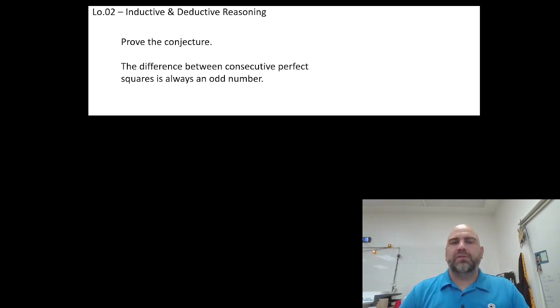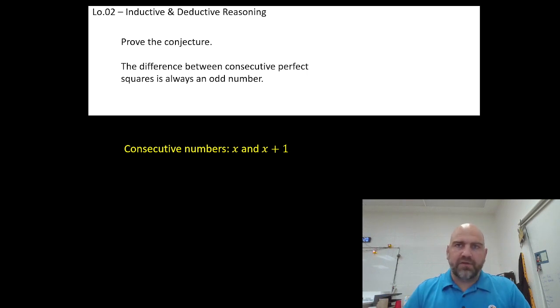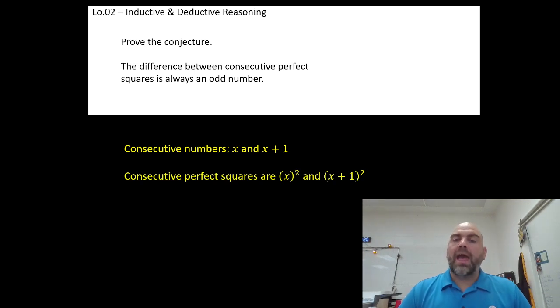So let's start off with a couple definitions first of all. Our consecutive numbers that we're going to use are x and x plus 1, x being any number and x plus 1 being the next number. So let's just visualize here. I'm going to use the number 5 for x. So we have 5 and 5 plus 1, which is 6. So there's our two consecutive numbers, but now we need to make them consecutive perfect squares. So 5 squared and 6 squared, 5 squared being 25, 6 squared being 36, if we want to think of it in the inductive sense. So x squared and x plus 1 squared.